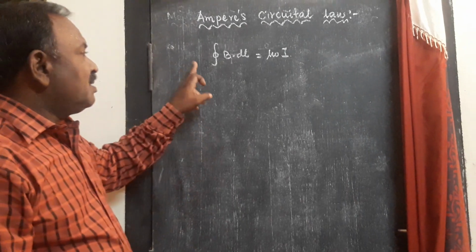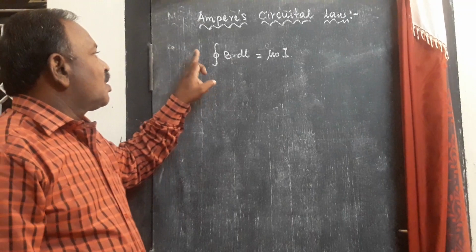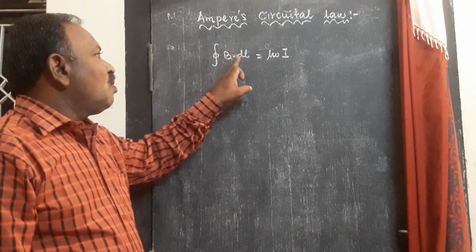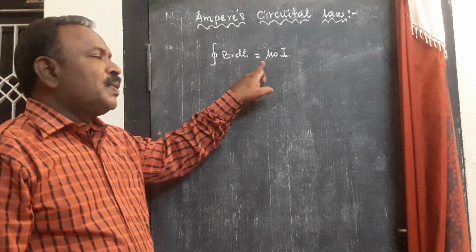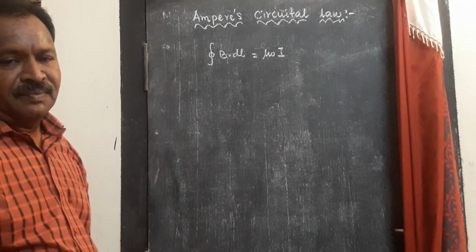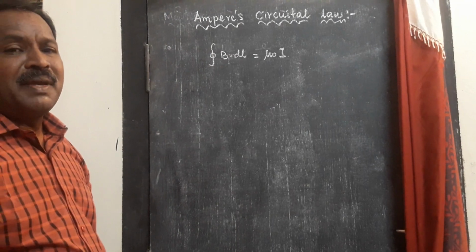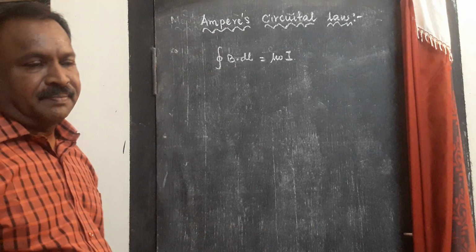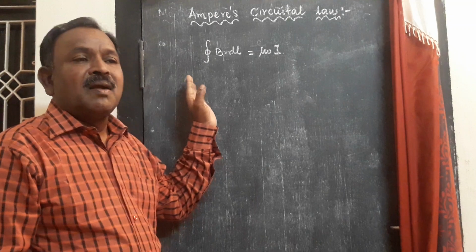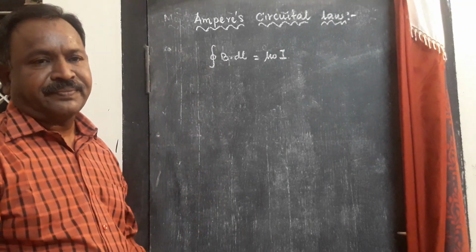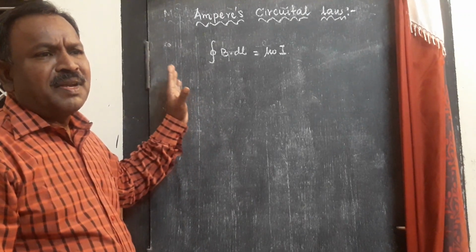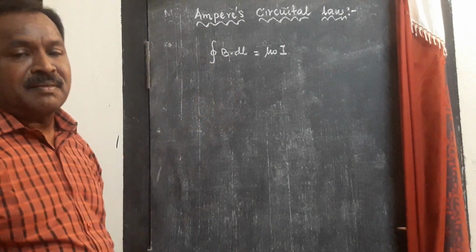Ampere's circuital law states that the closed line integral of the magnetic field over a closed curve is equal to mu naught times the net current enclosed by the curve. This law is more or less equal to the Gauss law in electrostatics. First application: the magnetic field produced by a current carrying conductor.